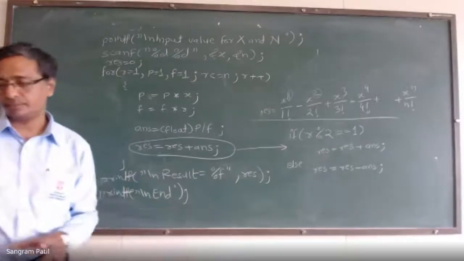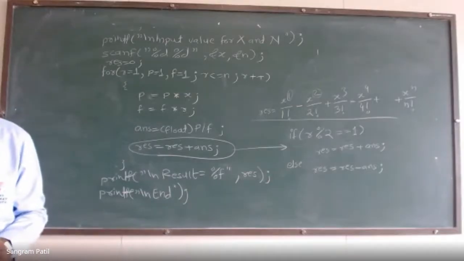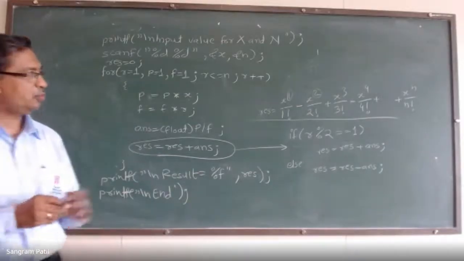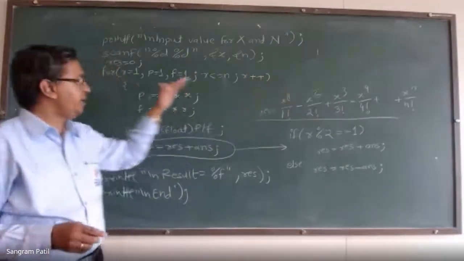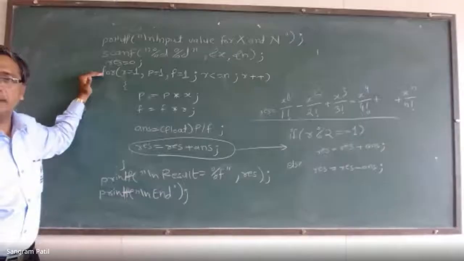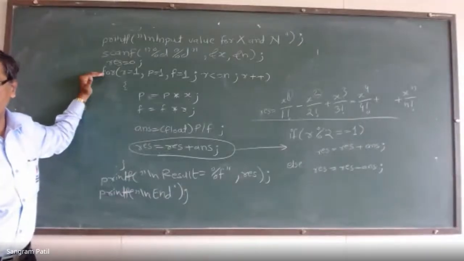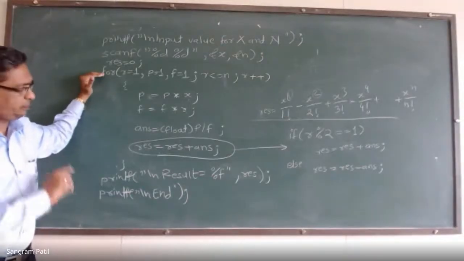Got it? Alternately, we have to add, subtract, add, subtract, add, subtract. And to do it alternately, we can take help of R. Even odd, even odd. Because R is also even or odd, alternate.